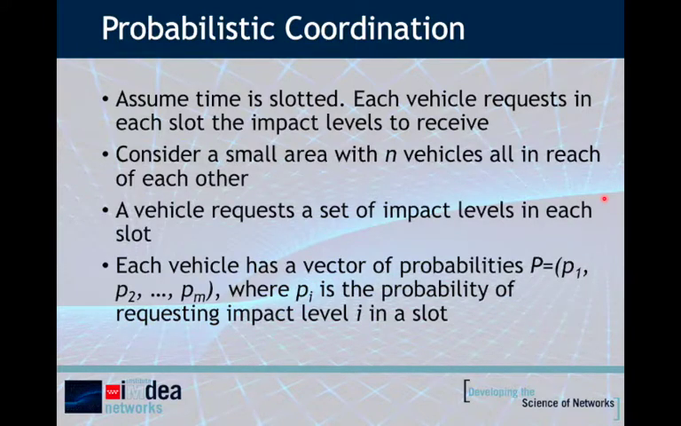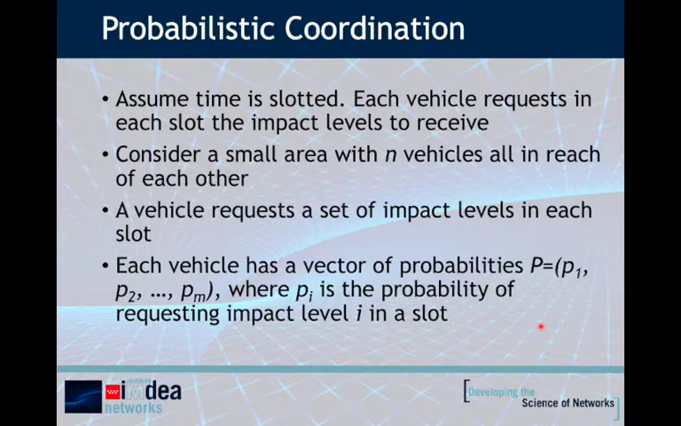And in every slot, as I mentioned, a vehicle is going to request a set of impact levels, which is chosen from a vector of probabilities. So essentially, a given vehicle is going to have a vector P with probabilities P1 to Pm. P1 is the probability of requesting impact level 1, P2 is the probability of requesting impact level 2, Pm is the probability of requesting impact level M.